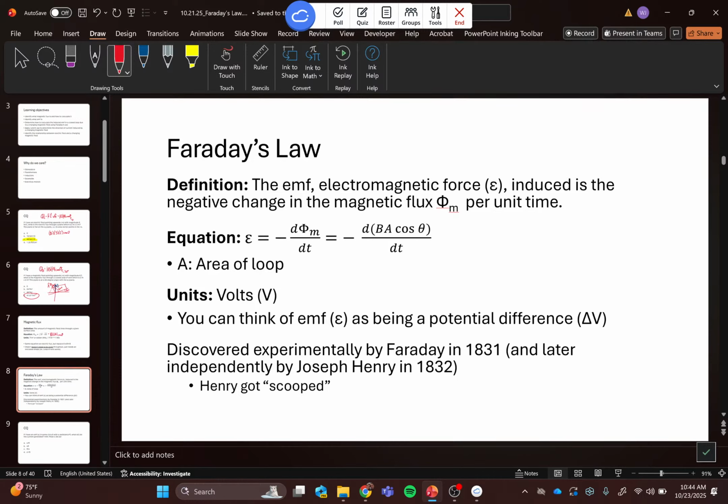Changing flux makes an EMF. EMF is like voltage. Changing flux makes an EMF. EMF is like voltage. Now, why do we call this EMF?